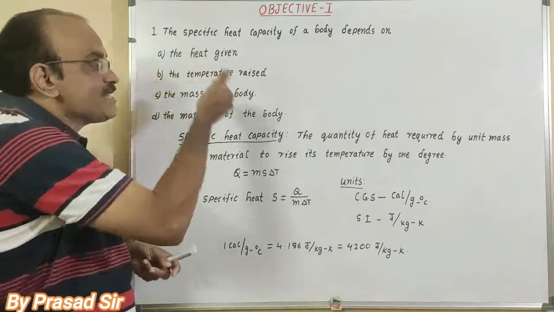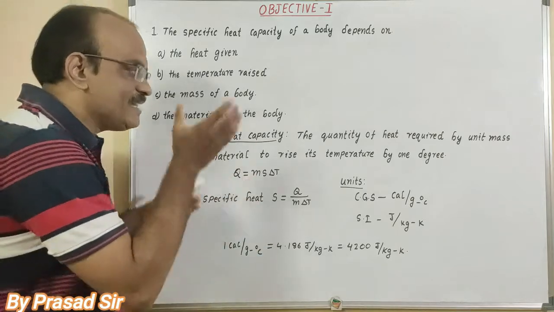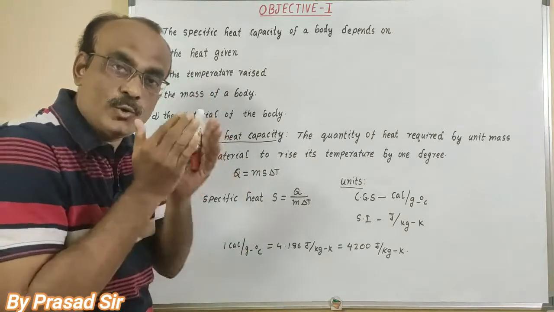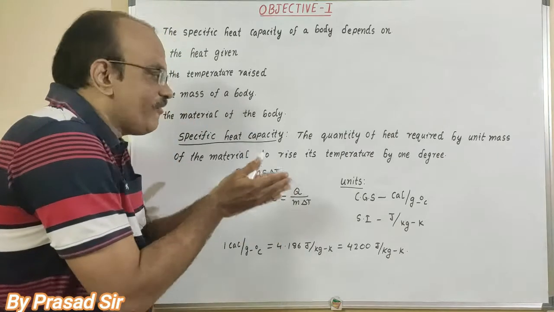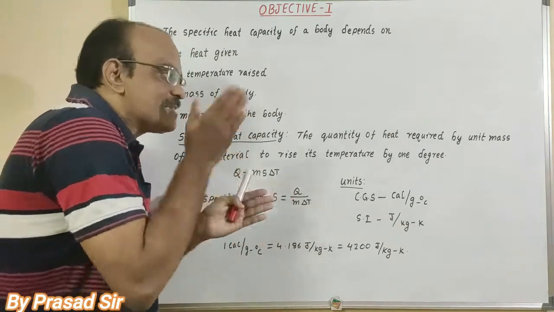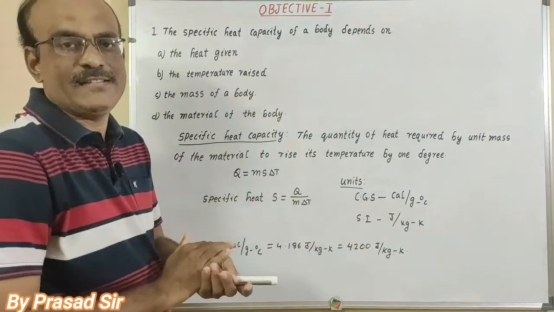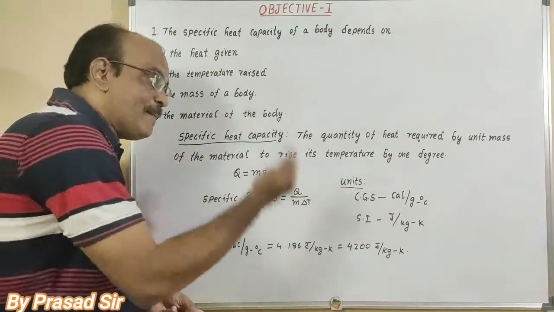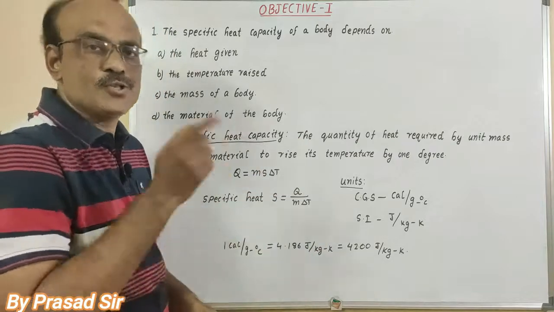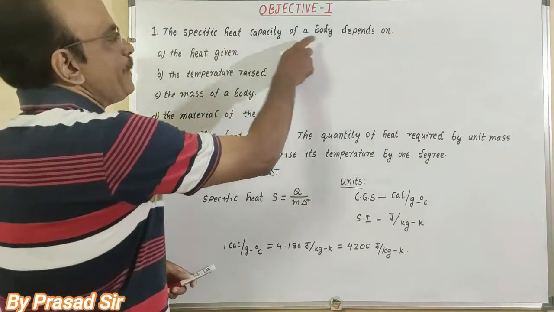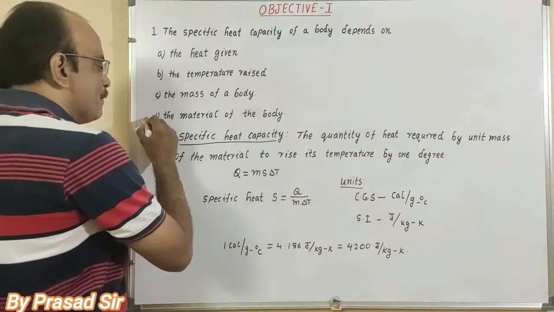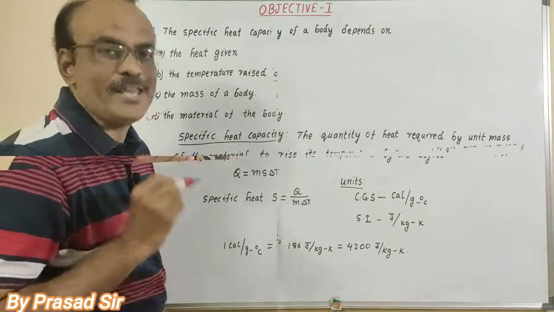Now what is the answer among all these ones? In the given definition, the quantity of heat required to raise the temperature of unit mass of material by 1 degree centigrade, that means mass is 1 unit and temperature is also 1 degree. So that's why the specific heat capacity of a body depends only on the material of the body.